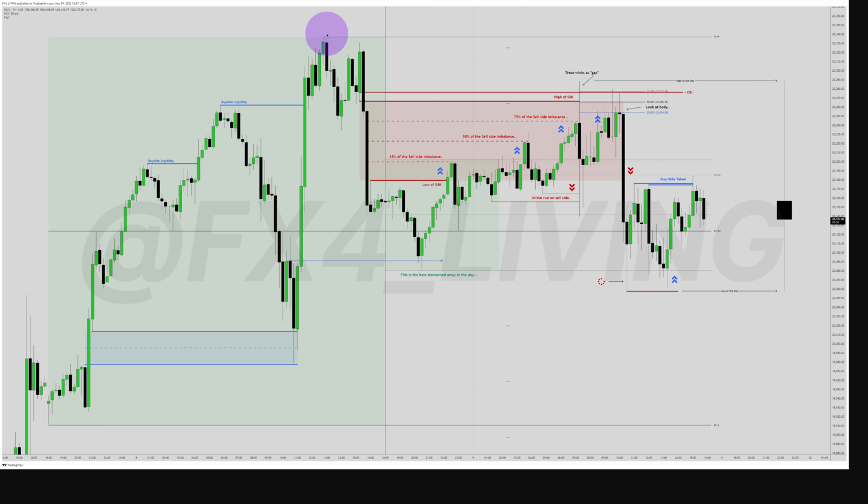That's where the distribution started here. So it started distributing. It didn't take the low immediately. So that was the initial move down. This candle right here takes these lows, and it's still inside this buy side imbalance. Interesting reaction on the 50% of the previous day, you can see right here.